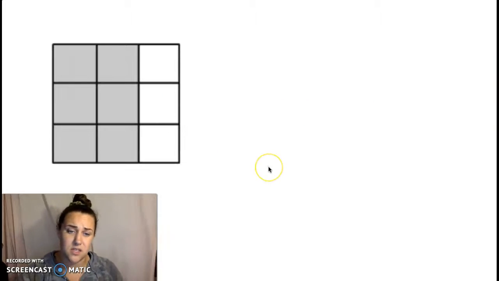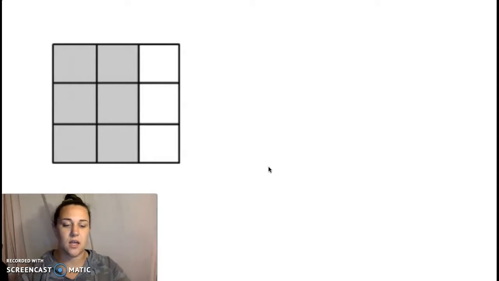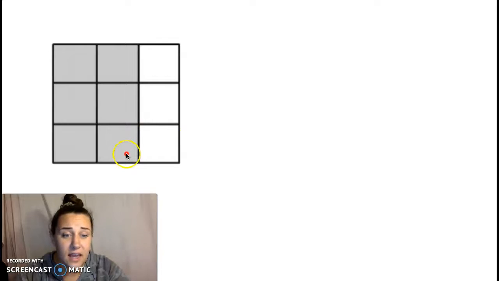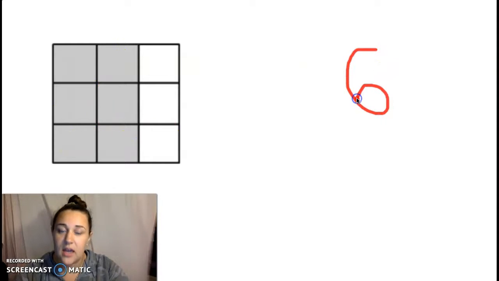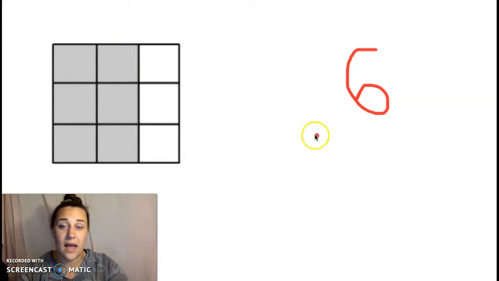Hopefully this is getting easier for you, friends. Count how many are shaded. That's going to be our first step. Let's make this easy on everybody. So I just have to count. 1, 2, 3, 4, 5, 6. I have 6 shaded. And if I'm going to say out of how many, well, out of, I make my line. That stands for out of.